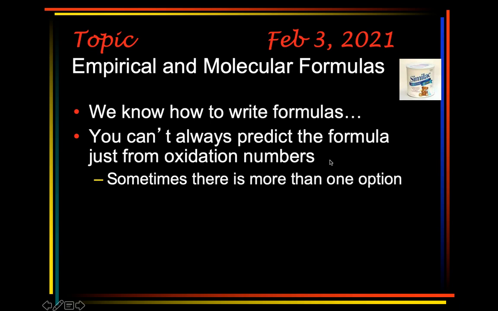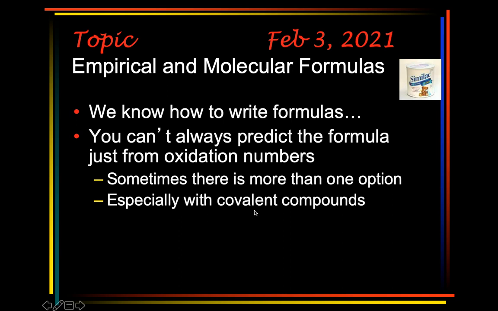For example, iron has a couple different options. Copper has a different couple options. There's dichromate ion and there's chromate ion. They're both chromium and oxygen. So there's more than one option sometimes, especially with covalent compounds.